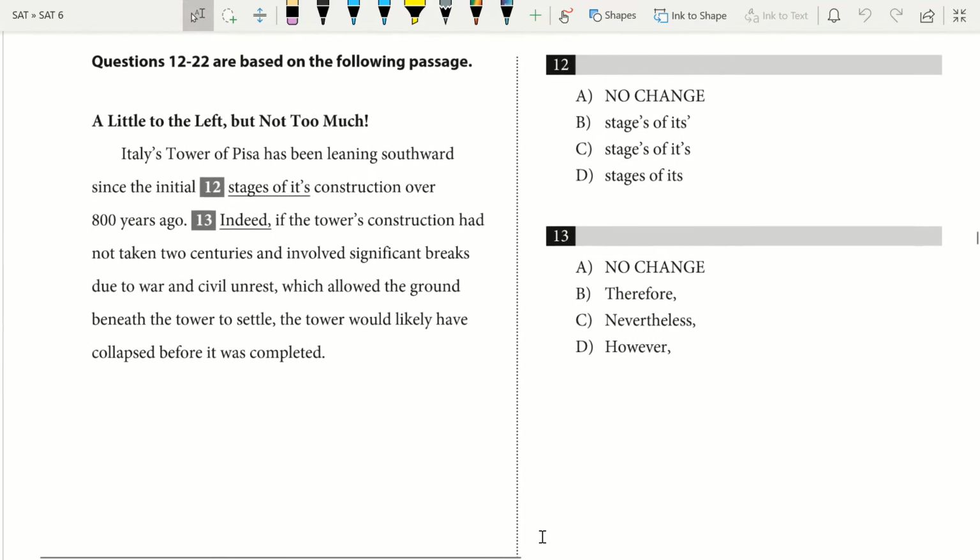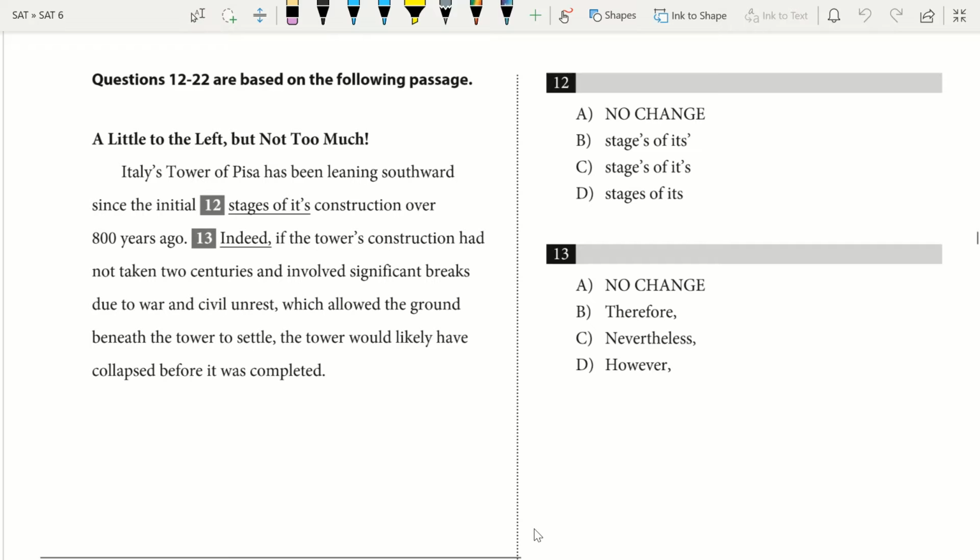Questions 12 through 22 are based on the following passage. A little to the left, but not too much. Italy's Tower of Pisa has been leaning southward since the initial stages of its construction.